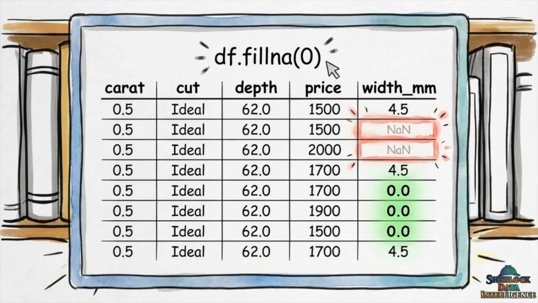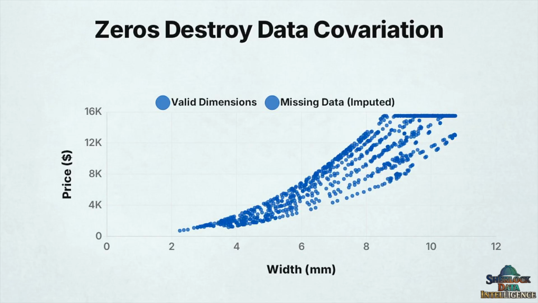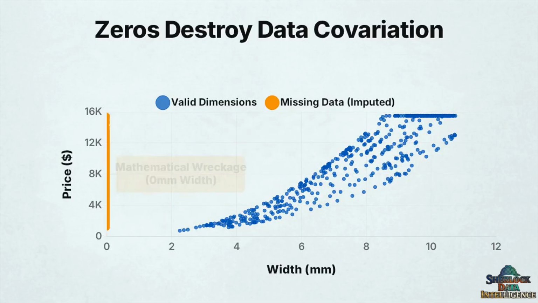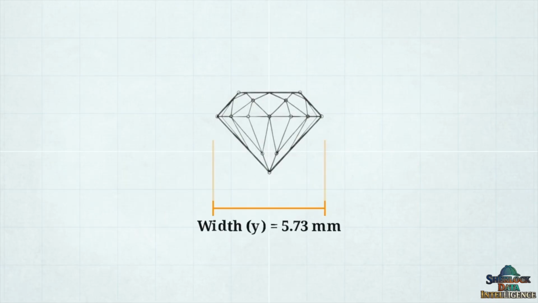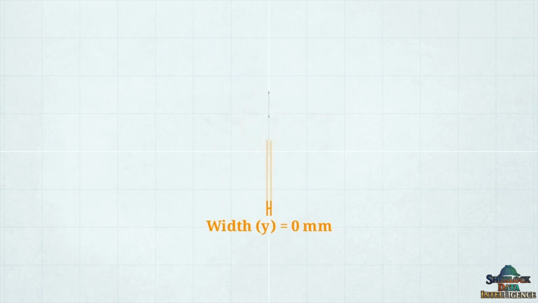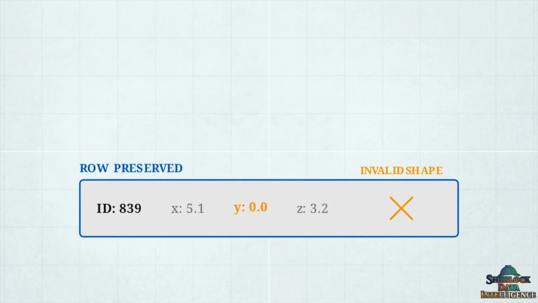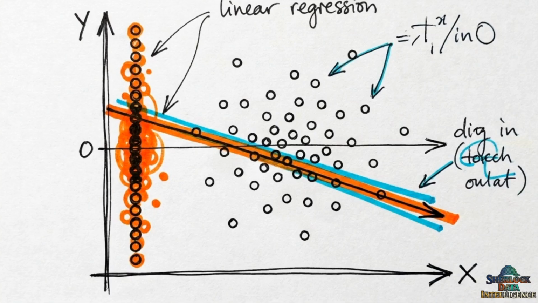Let's try the second beginner instinct. Instead of dropping rows, we use df.fillna(0) to keep our row count intact by replacing every blank space with a 0. This scatter plot maps diamond width against price. By injecting zeros, 500 expensive diamonds are suddenly slamming into the y-axis. A diamond with a width of 0 millimeters is physically impossible. By filling the gaps with zeros, we preserved our row count, but we broke the mathematical reality of the dataset. We have to find a smarter way to bridge this gap.